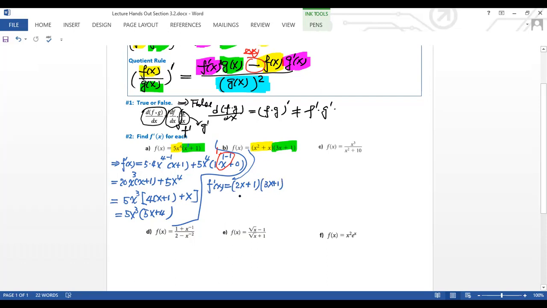Then plus the first one, hold the first one, x squared plus x. The derivative of 3x plus 1 is 3. In here, if you want, you can simplify a little bit. So you can just say this is (2x plus 1)(3x plus 1) plus (x squared plus x) times 3.